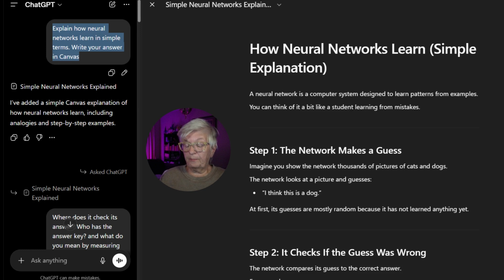I chose a topic here that I have a slight understanding of, but not enough to create an explanation myself. And the question I gave to AI was, explain how neural networks learn in simple terms. Write your answers in Canvas. And the reason I chose to write it in Canvas here when I'm working in ChatGPT is that I wanted to be able to interact. Here is the first answer.